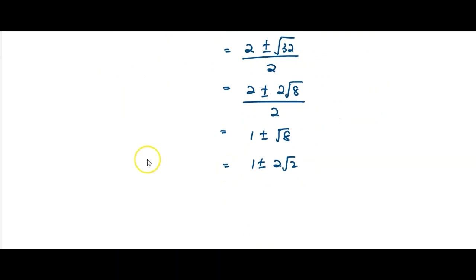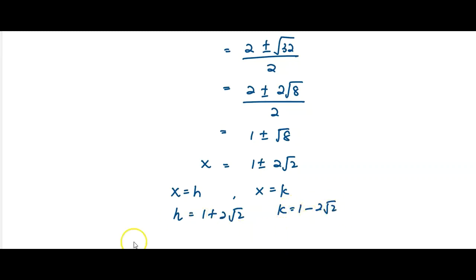So from here we can say that this is our x. One of our x-intercepts is h and the other one is k, right? So now we can say that h might be 1 plus 2 surd 2, and k has to be 1 minus 2 surd 2, or the other way around.